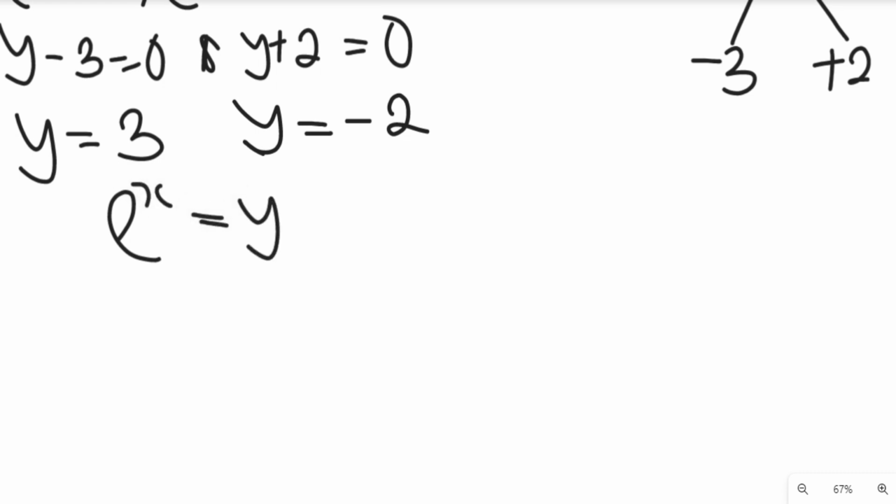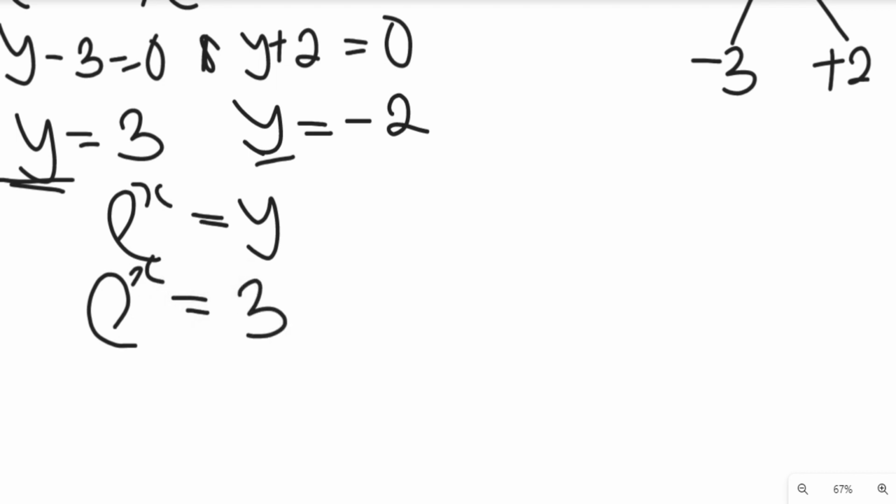Remember that we said e to the power of x is equal to y. The question says we should find the value of x, and we know the value of y from solving the quadratic equation. So to find the value of x, we use the first solution. We let y be equal to 3, so e to the power of x will be equal to 3.